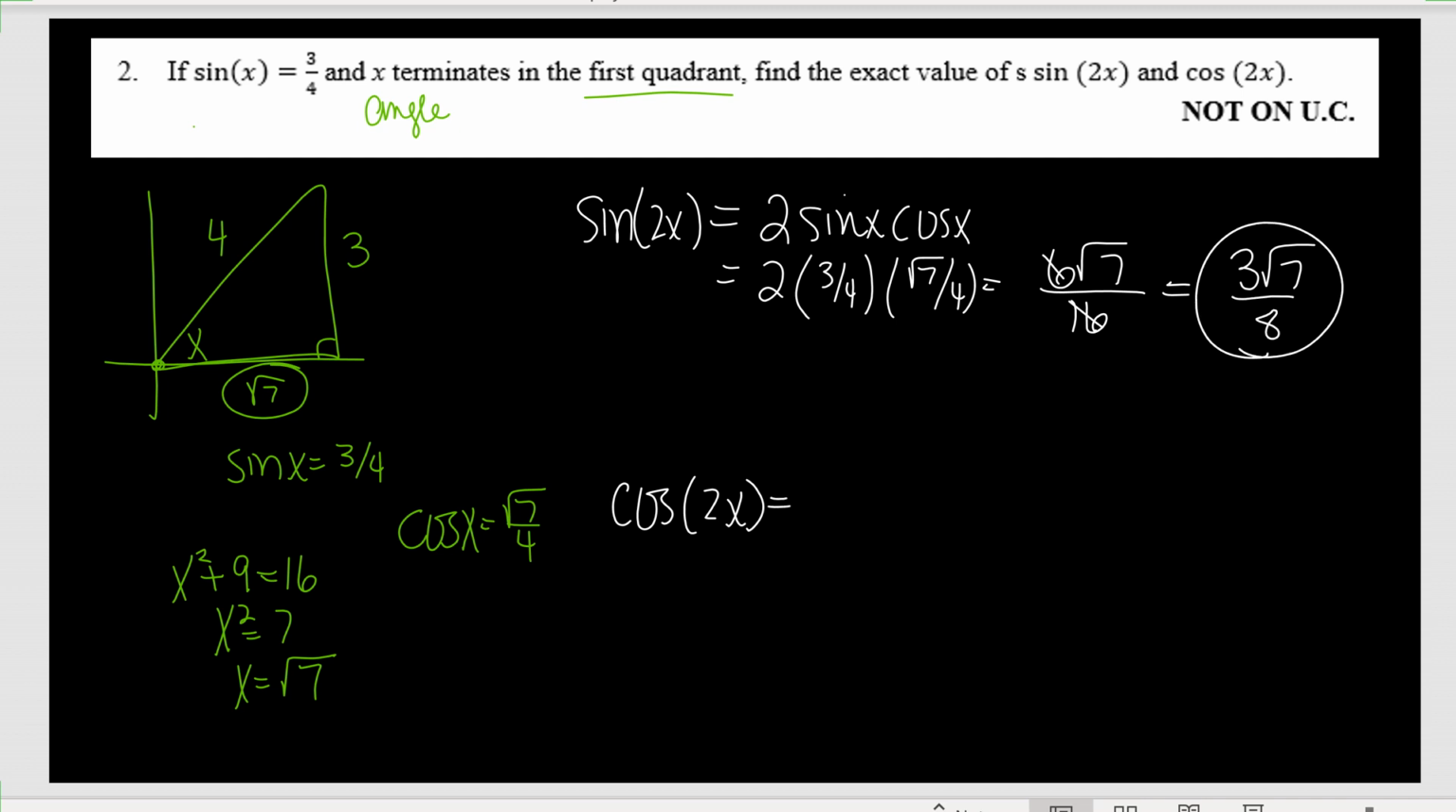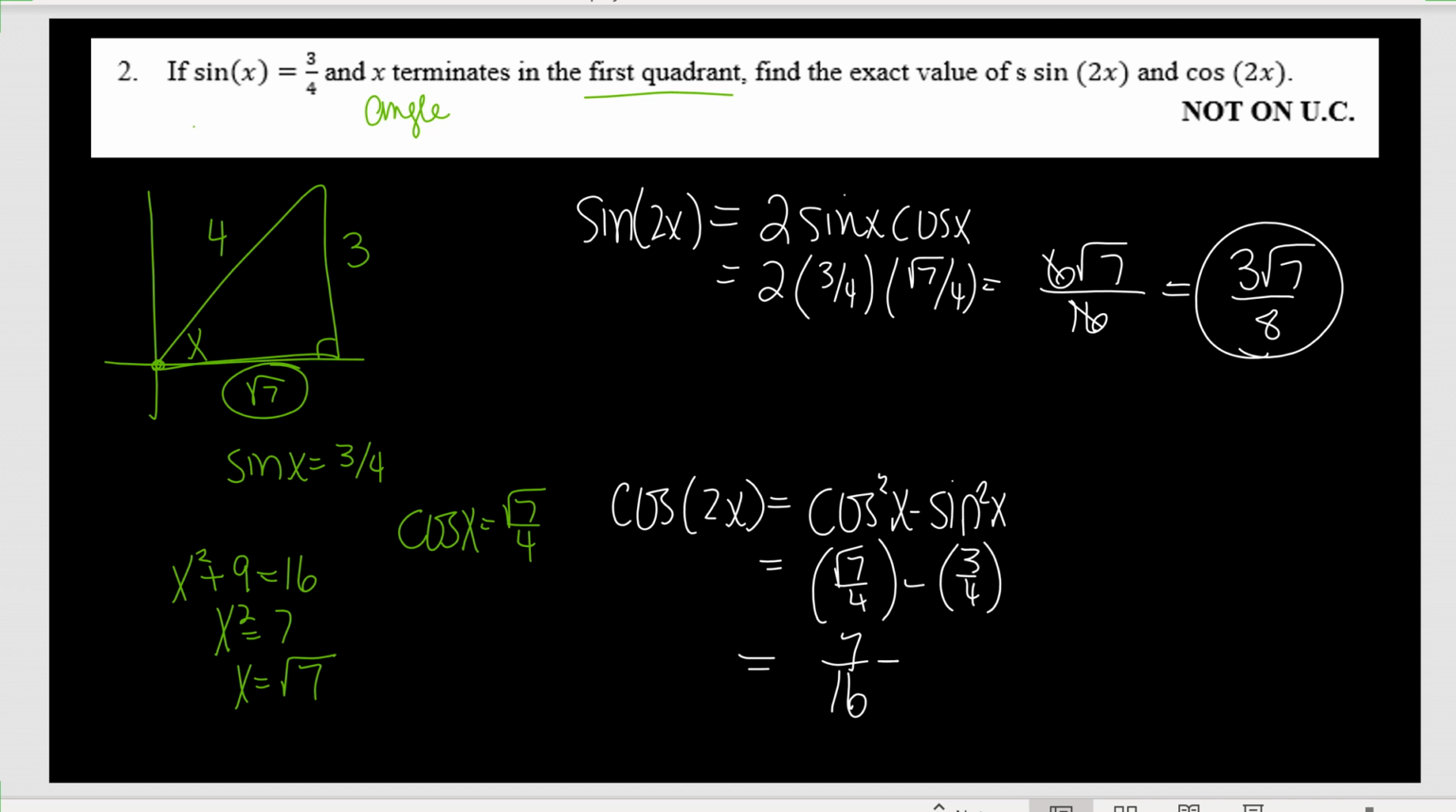Okay. Cosine of 2x is going to be cosine squared of x minus sine squared of x. Cosine is the square root of 7 over 4, so I'll square that value to give me 7 over 16, minus sine is 3 over 4, so I'll square that value to give me 9 over 16. And 7 sixteenths minus 9 sixteenths is negative 2 sixteenths, or negative 1/8. That is cosine of this double angle.